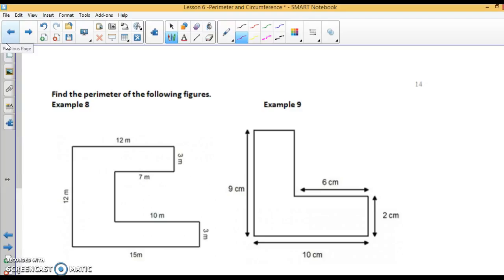Okay, find the perimeter of the following shapes. These are complex shapes. Take a look at this one. If I look all the way around, I have all the measures I need except this one. So I need to find this measure. Look over here. This whole side is 12. This little chunk up here is 3, and this little chunk is 3. So 3 and 3.